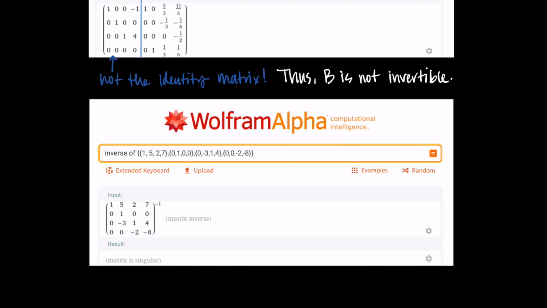Moreover, if you try to ask Wolfram Alpha to do the inverse for you, so you say inverse of, and then you give it the matrix, it will tell you that the matrix is singular. So remember, singular means that there is no inverse.